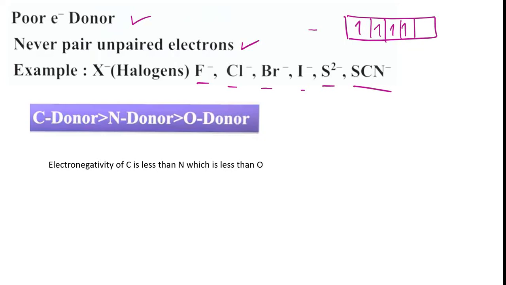We have to understand that the electronegativity of carbon is less than nitrogen, which is less than oxygen, right? So the carbon will donate electrons more easily than the nitrogen. The nitrogen will donate electrons more easily when compared to oxygen, because oxygen is more highly electronegative than these two.